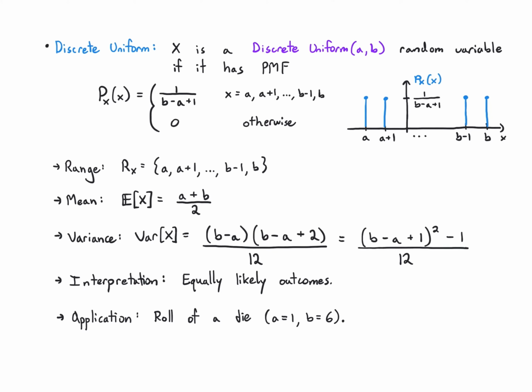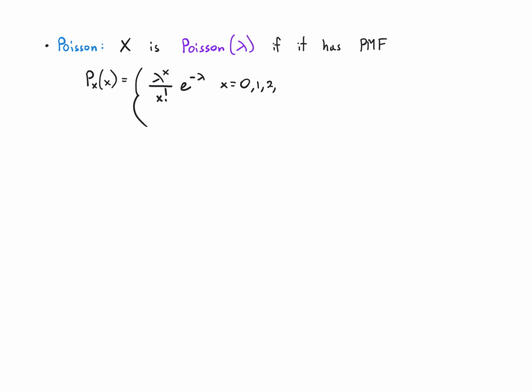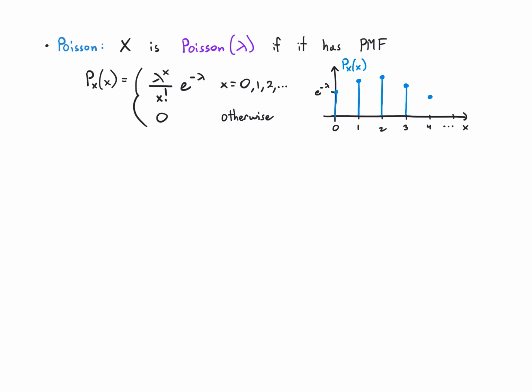Our final random variable is going to be a Poisson random variable. So X is Poisson alpha if it has the following PMF. It's going to be lambda to the x over x factorial, e to the minus lambda, and it starts from 0 and just keeps going up. It has a shape that kind of looks like this. It goes up for a little while, and then it kind of comes back down. The range is 0, 1, 2, and so on.